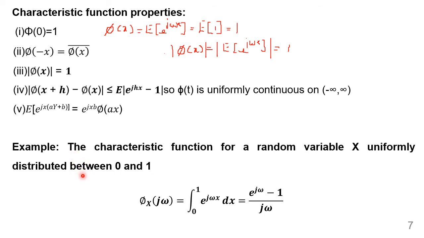Let us take one example where we need to find the characteristic function of a random variable x uniformly distributed between 0 and 1. So its value is going to be 1. Therefore, integration from 0 to 1 of e to the power j omega x dx will give us e to the power j omega minus 1 divided by j omega.